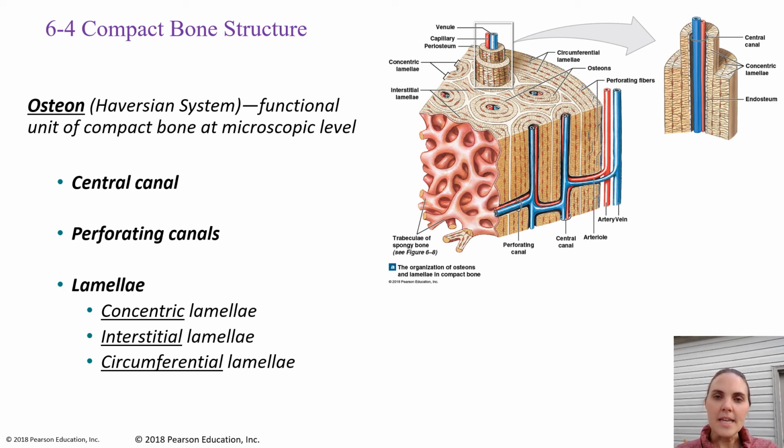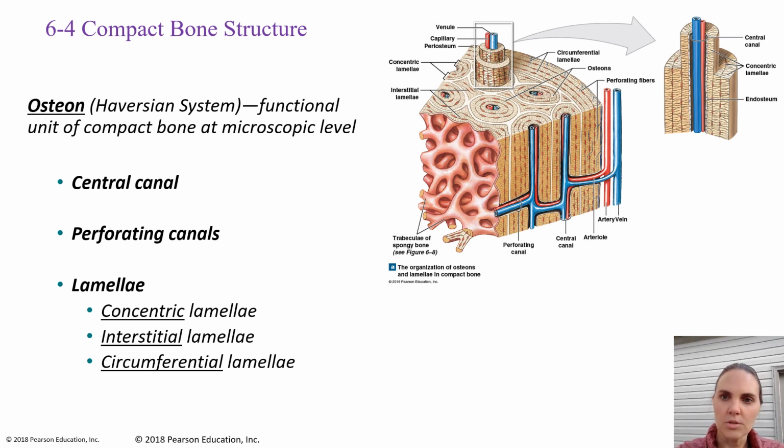So osteocytes within this osteon are arranged in these concentric layers around a central canal, which has one or more blood vessels. And these blood vessels carry blood to and from the osteon. That central canal is usually running parallel to the surface of the bone.